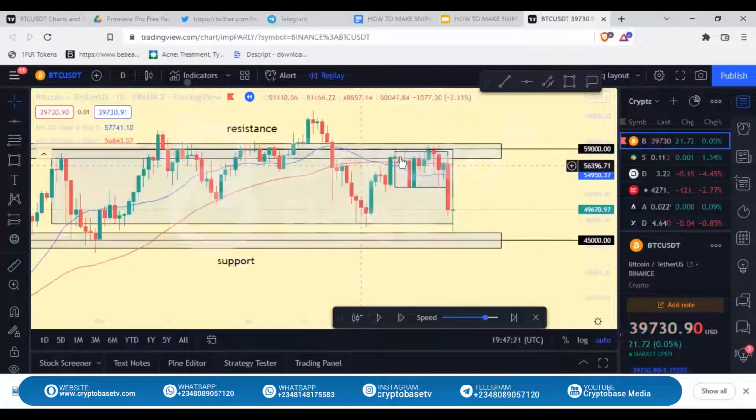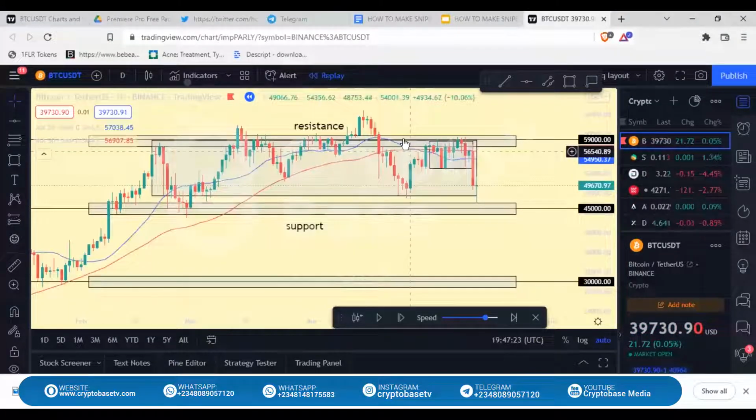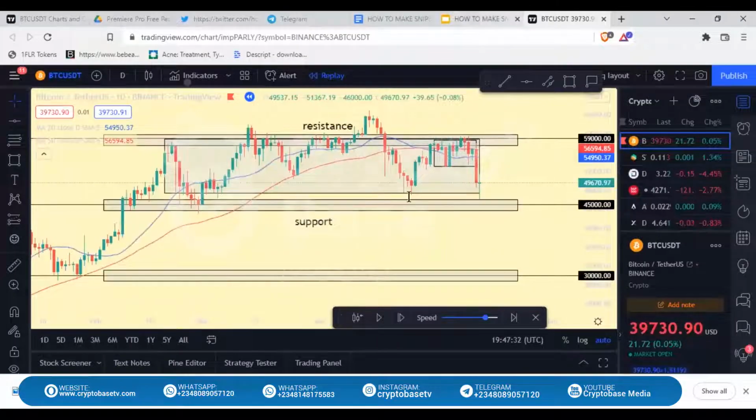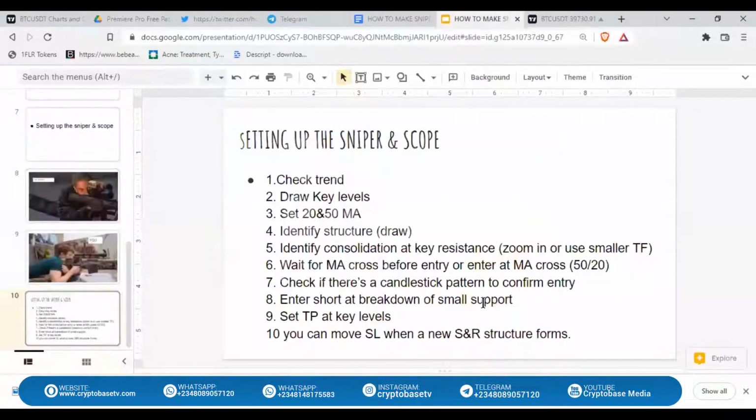But at this same point, when the 20-day moving average crosses the 50-day moving average, if you make your entry here, you are still right. But as a trader, I have trust issues. I don't trust people, and the market is people. So I would like to get another confirmation before I make my entry. That's how I do my trades. So check if there is a candlestick pattern to confirm your entry.